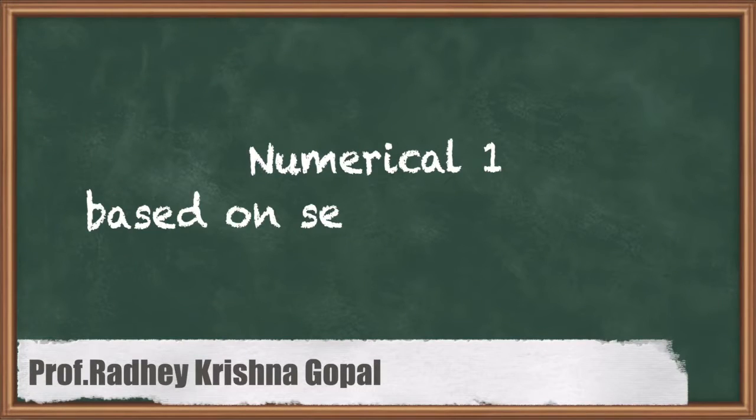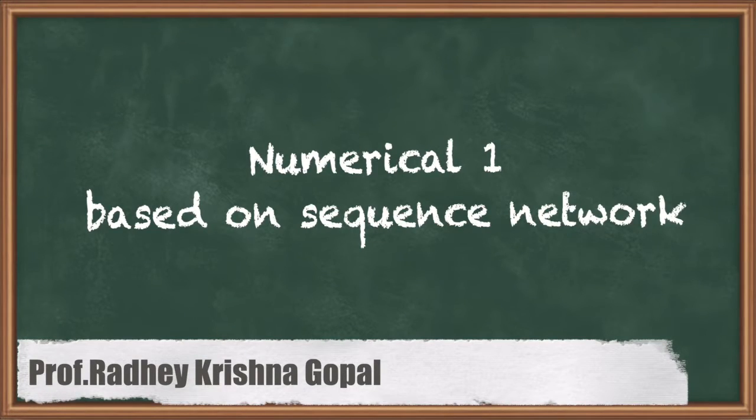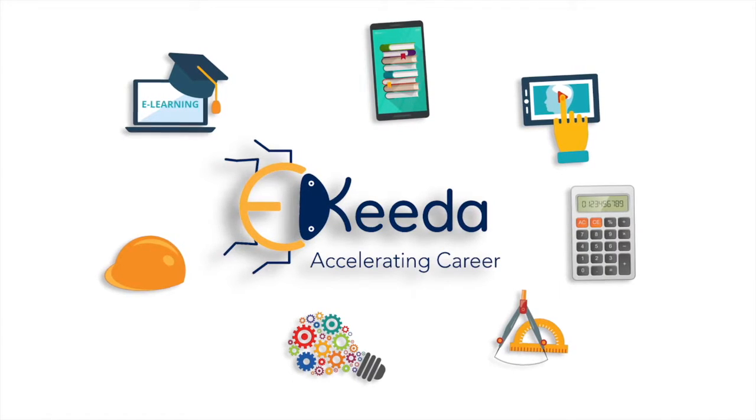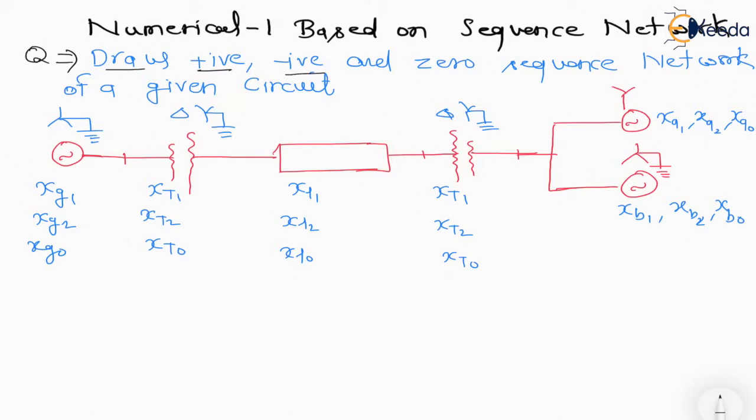Hello friends, now we are going to solve numerical 1 based on sequence network. The given question is: draw the per unit positive, negative and zero sequence network of a given circuit.